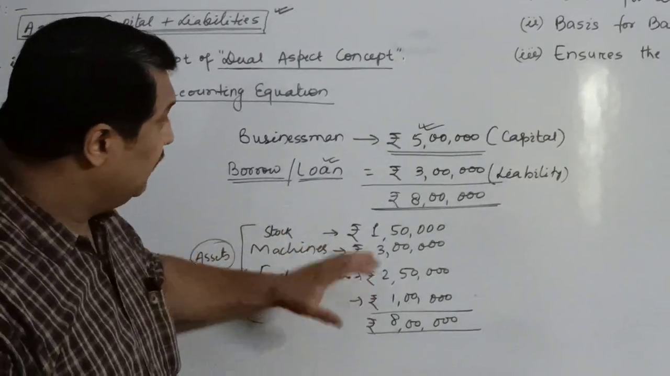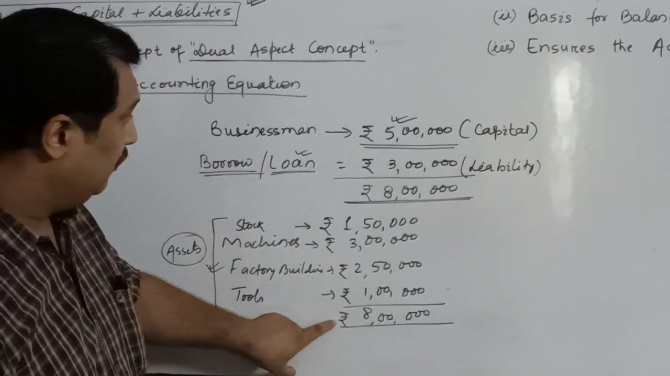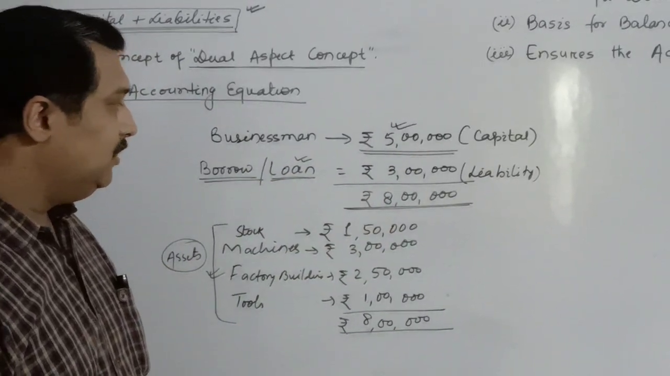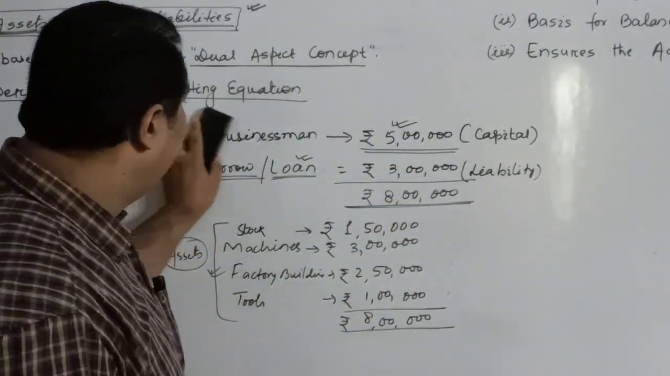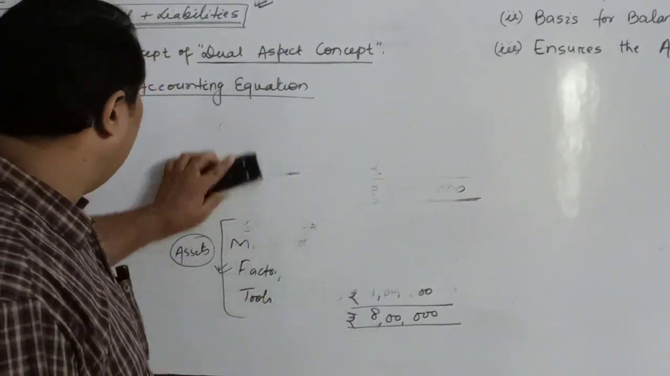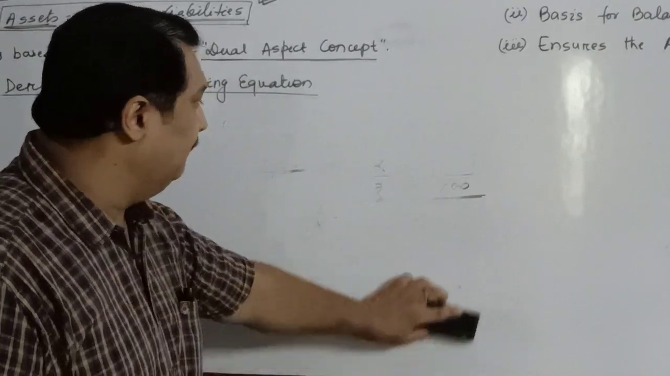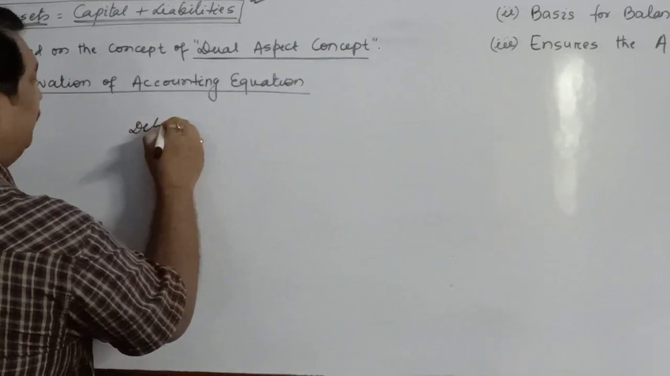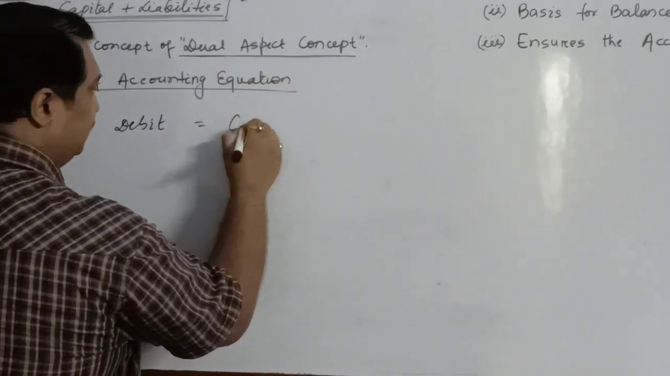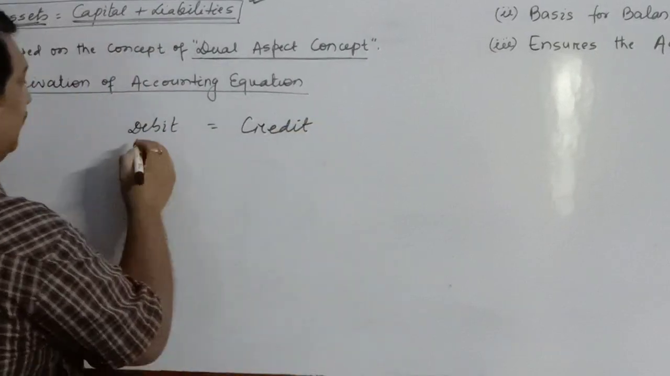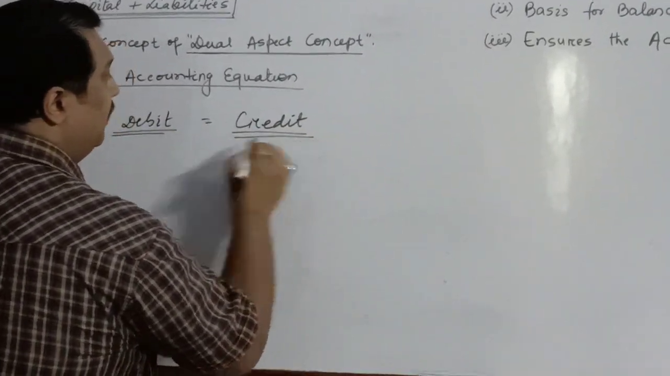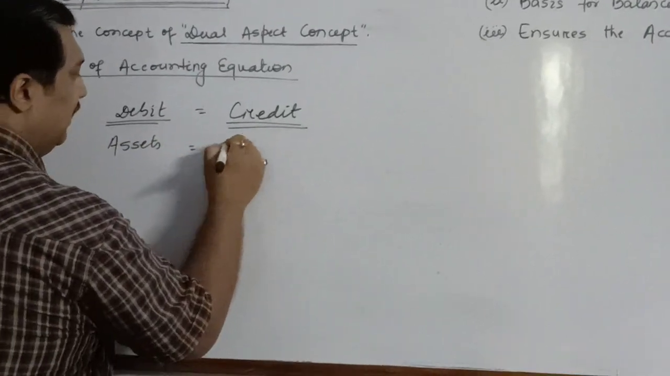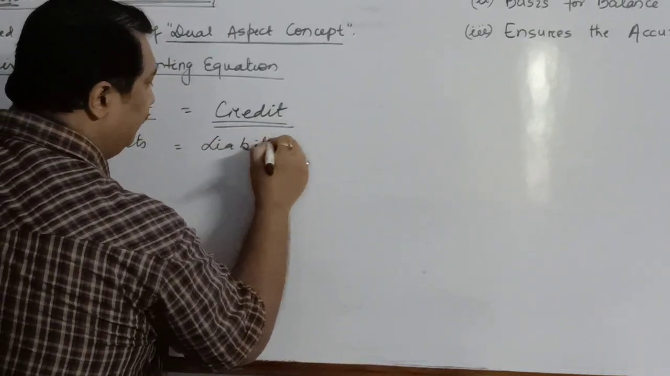Now if you see, the total of the assets is equivalent to the amount of capital and liability. So now when you come back with the same concept, children, all the assets are always debited and the liabilities are always credited. So if I take the concept of dual aspect or the double entry system, I have the concept that the total of debit is equal to total of credit. So can I write that all the assets are equal to the liabilities?